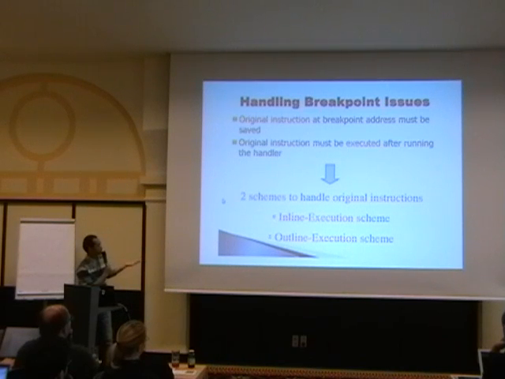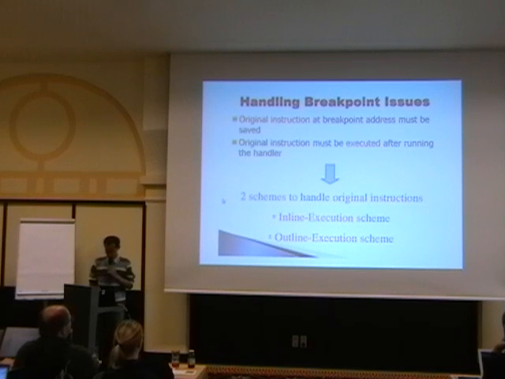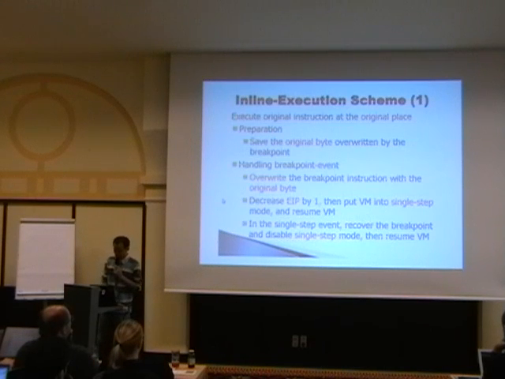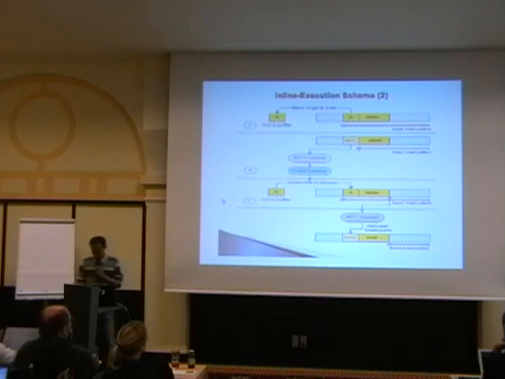So there are two ways to handle the breakpoint event, and I propose here two schemes. The first one is the inline scheme, and the second one is the outline scheme. What is the inline scheme? It's very simple. I call it the inline scheme because I execute the original instruction, which is overwritten by CC, in the original place. So the inline scheme executes the original instruction in the original place.